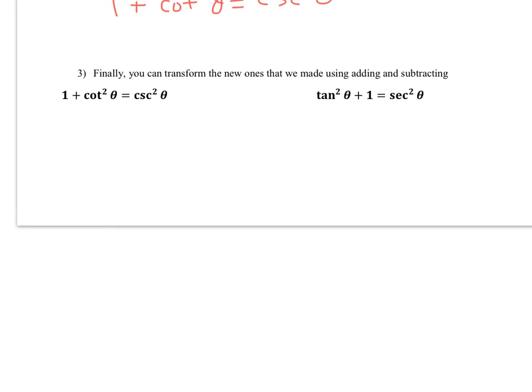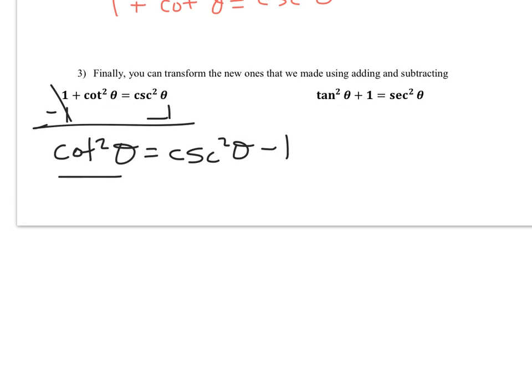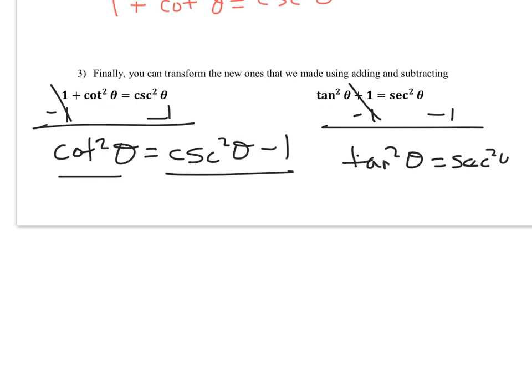So these are the two new ones. 1 plus cotangent squared theta equals cosecant squared theta, and tangent squared theta plus 1 equals secant squared theta. So from there you can subtract 1. Okay, so it's hard to say how many you have and how many you can use, but I know cotangent squared is cosecant squared minus 1. So as long as you can use math to change things around, same deal here, I can subtract 1 here, and I get tangent squared equals secant squared theta minus 1.